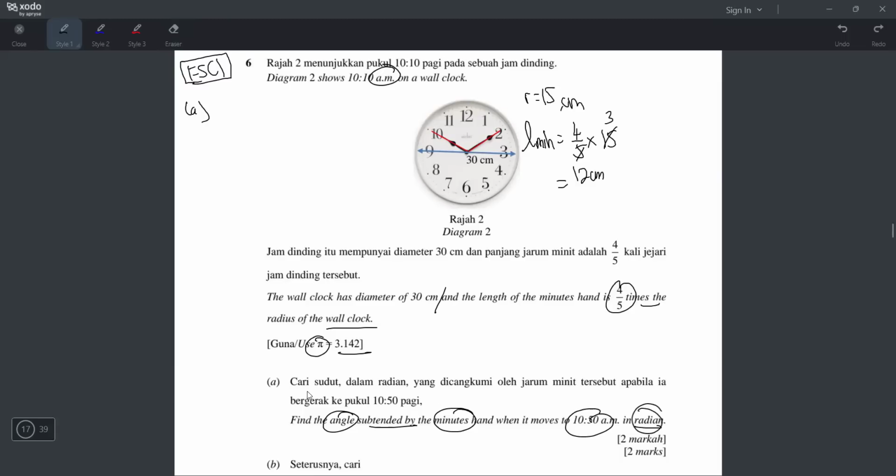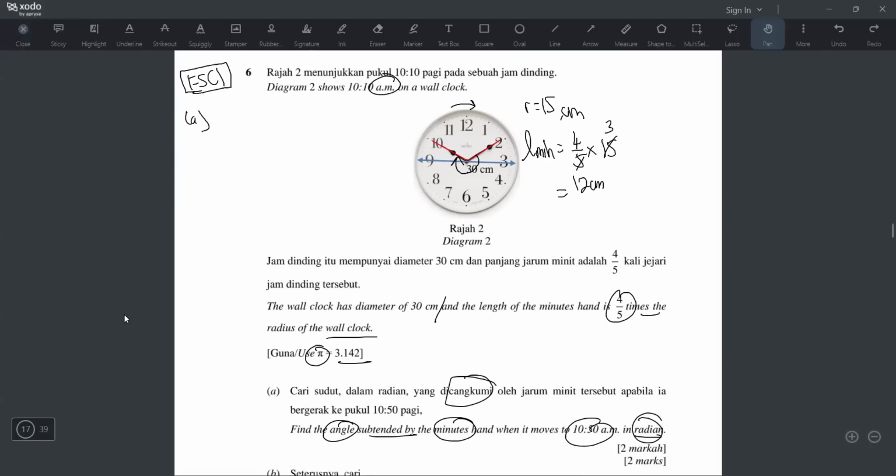Because the question here says, cari sudut yang dicangkumi oleh jarum minit tersebut apabila ia bergerak ke pukul 10.50 pagi. Find the angle subtended by the minute hand when it moves. So, if you imagine how the minute hand moves, it will move in a clockwise direction. It will move like this. It doesn't move like this. Because it must follow the clockwise direction like this. So, I think the angle subtended when it moves will be here. Okay, I think this is what they want. Okay, but the scheme did it differently. Yeah, the scheme did it differently. Because the scheme goes and finds here. But I will not follow the scheme. I think the scheme is wrong. I think this is the answer. Okay.